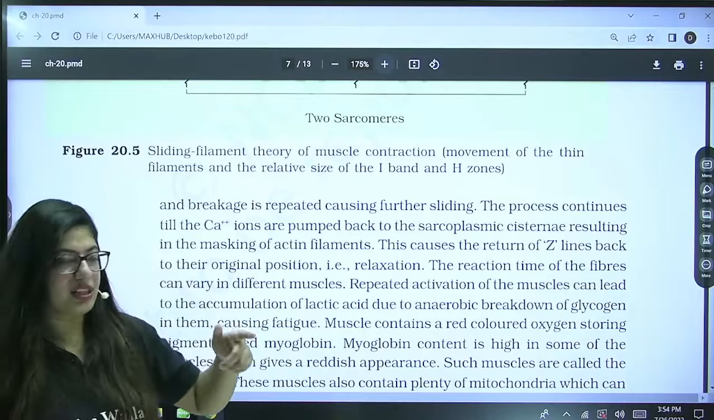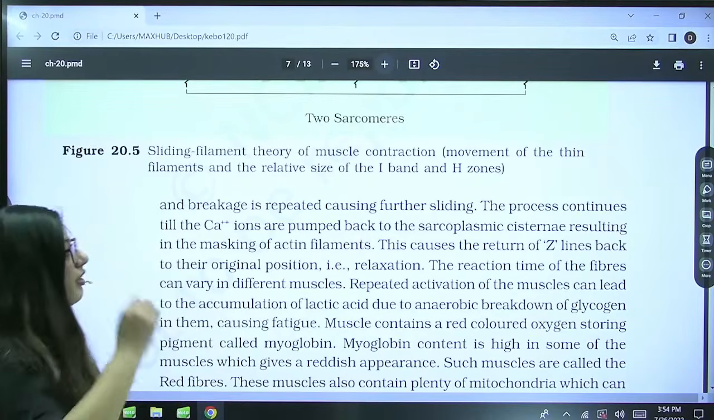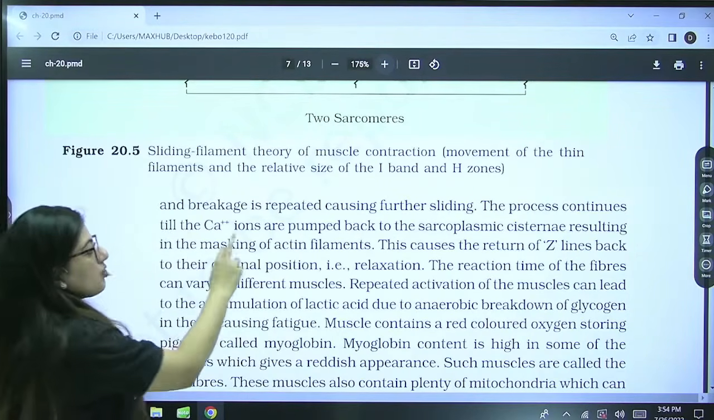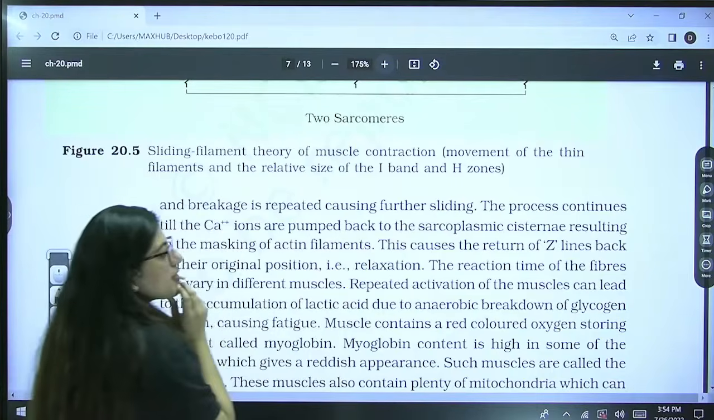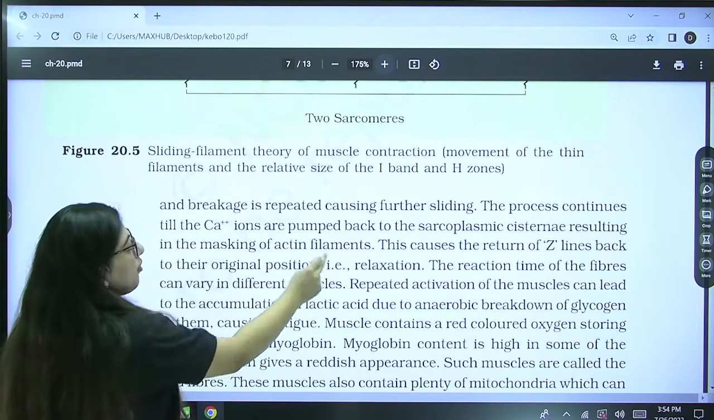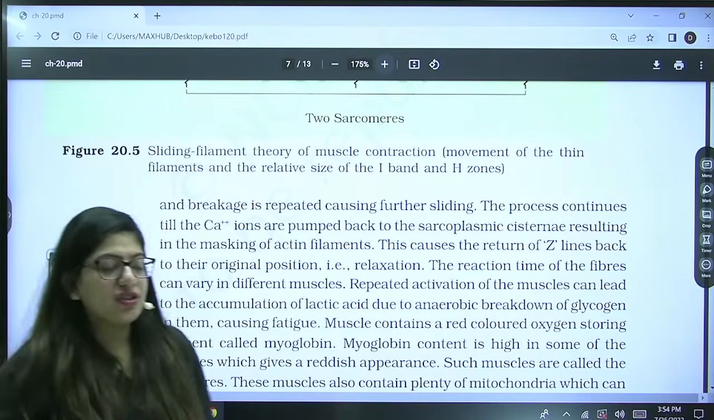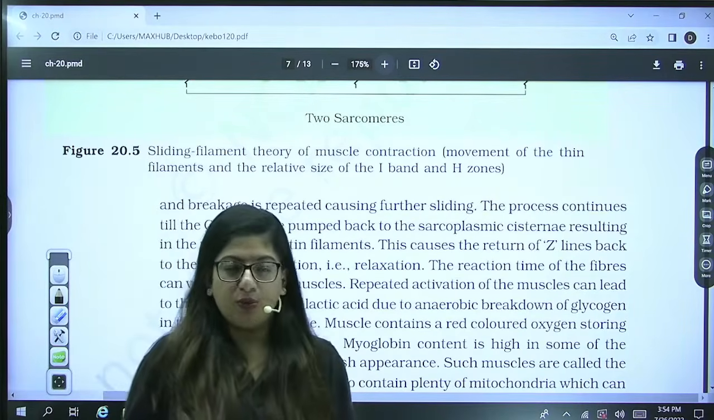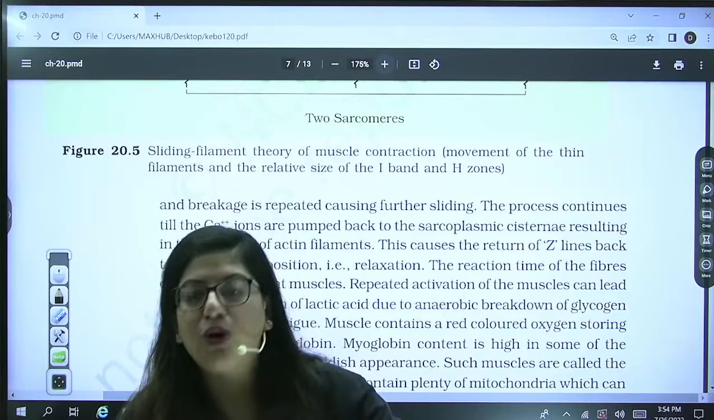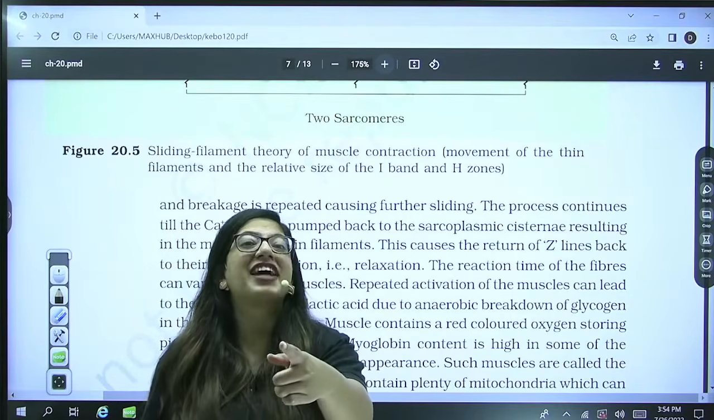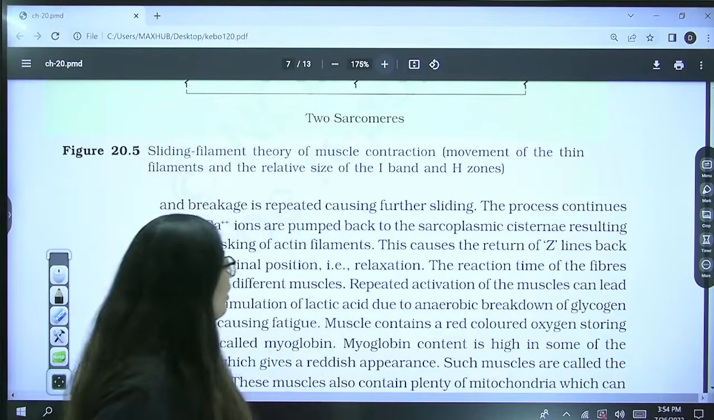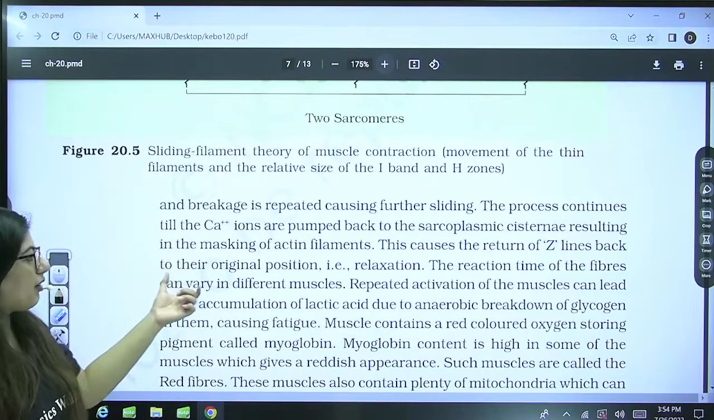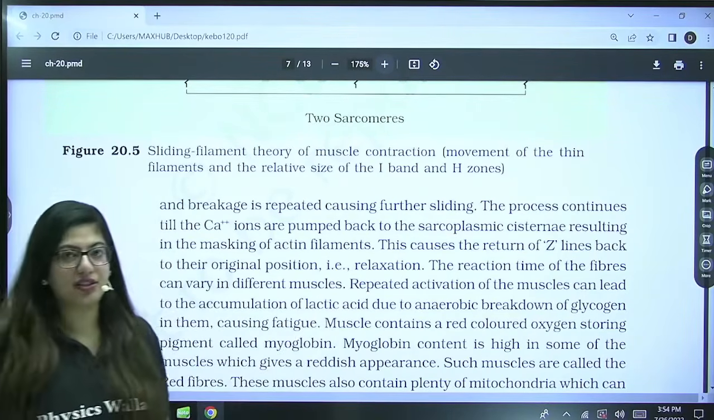Now about relaxation. The process continues till the calcium ions are pumped back to the sarcoplasmic cisternae, resulting in the masking of the actin filament. So how does relaxation take place? When the calcium ion is no more available for binding to troponin C, it keeps on masking the myosin binding site on your actin. This causes a return of the Z line back to the original position, that is relaxation.